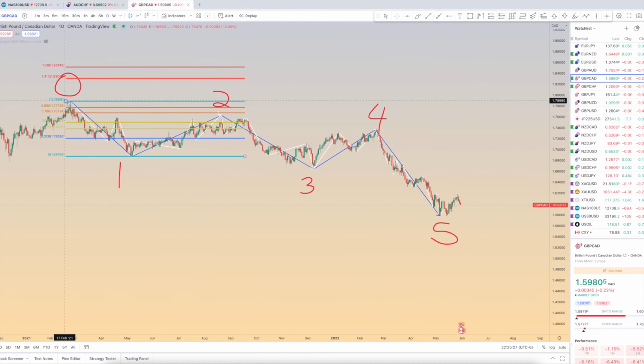Okay, we have a strong pullback coming between the 618 and the 786 before it drops lower. Once you learn Fibonacci, that's kind of the golden area, between these bars. This is the golden area for reversals when it comes to trend trading or Elliott waves, right?